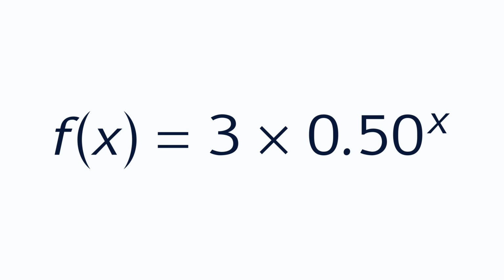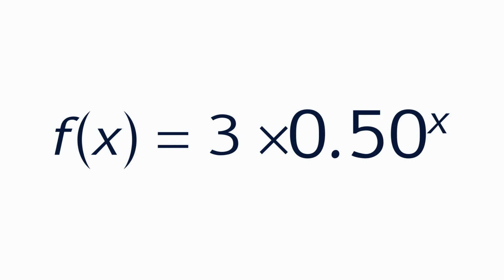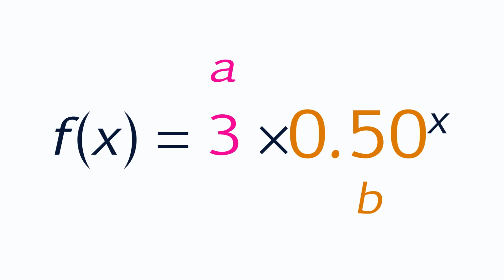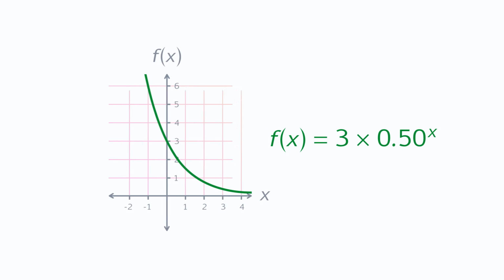Let's look at an example of a positive function. You have the function f of x equals 3 times 0.50 to the power of x. This is an exponential function where a equals 3 and b equals 0.50. Its graph looks like this.